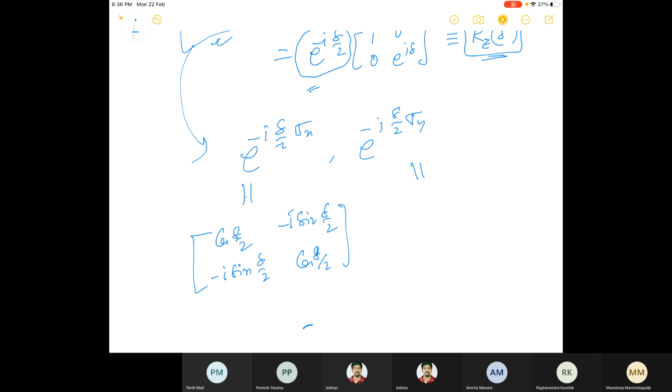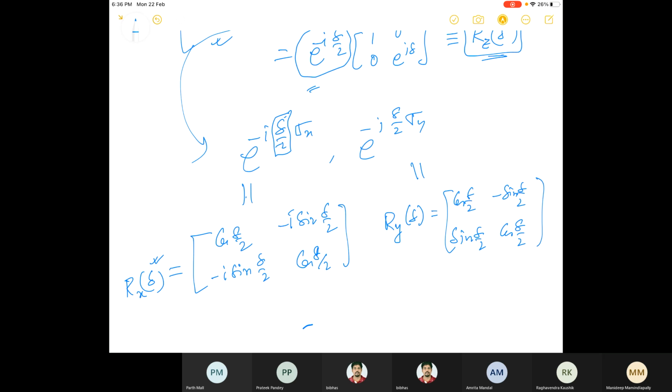Let me write it also as Rx delta. See here, when I'm writing delta, here this entry is delta by 2. And this is what is called Ry delta, which will be cos delta by 2, minus sine delta by 2, sine delta by 2, cos delta by 2. Now the thing is, these are very, very special qubit gates, right?